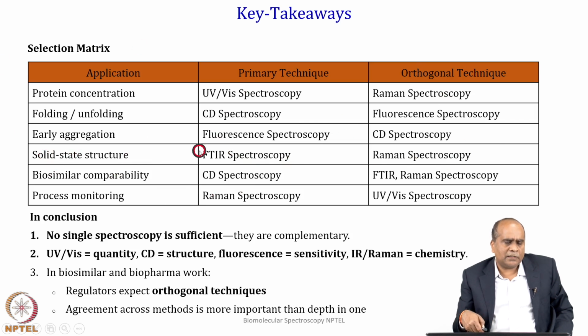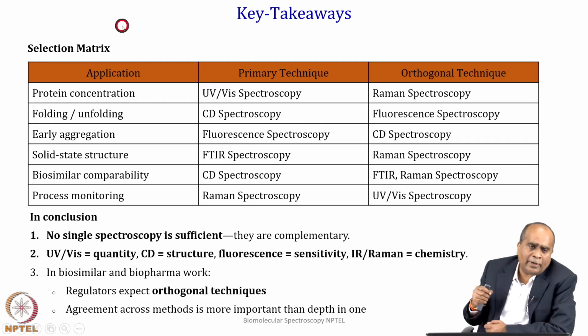If I want to understand the biocompatibility, CD is the technique, and an orthogonal technique can be FTIR or Raman spectroscopy. And if I want to monitor the bioprocess, how the protein is being synthesized by the cell, you can use Raman spectroscopy, and you can also measure using UV visible spectroscopy. So, what I want to emphasize is that no one spectroscopic technique is sufficient.